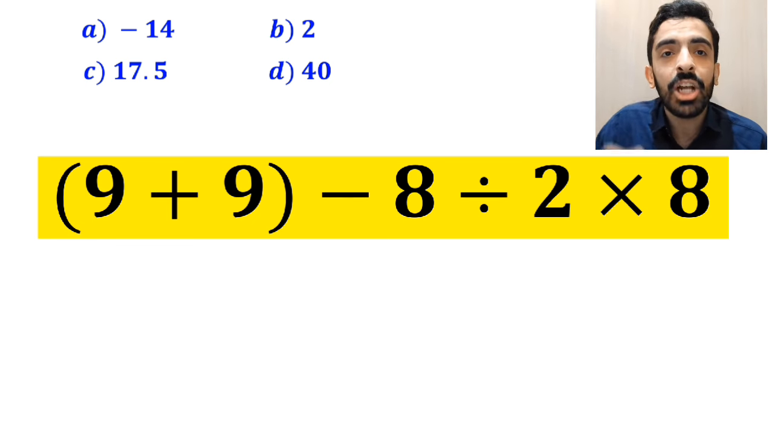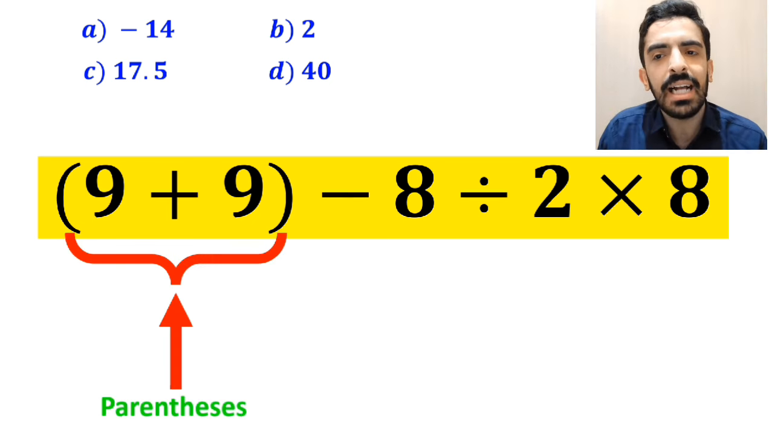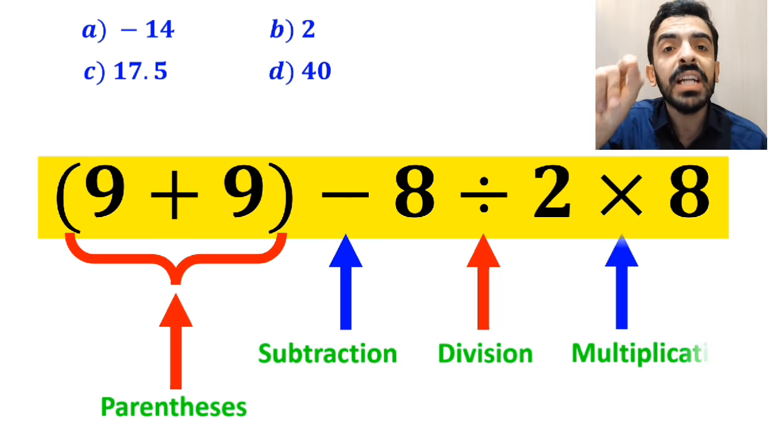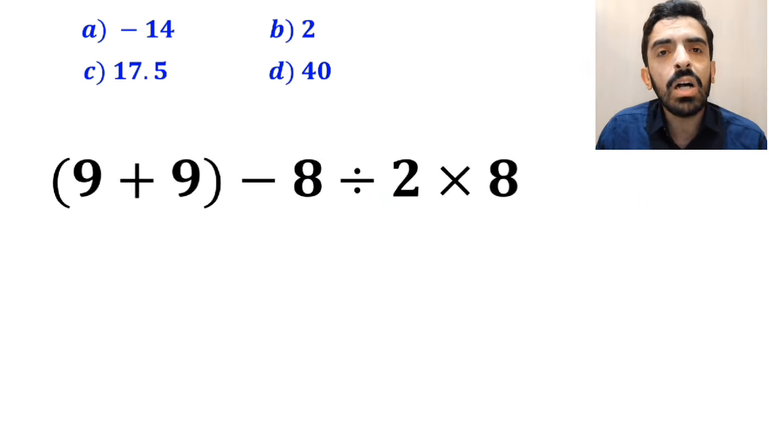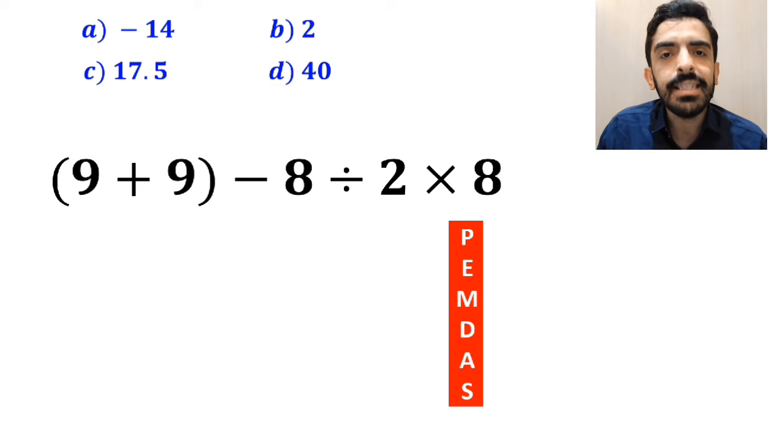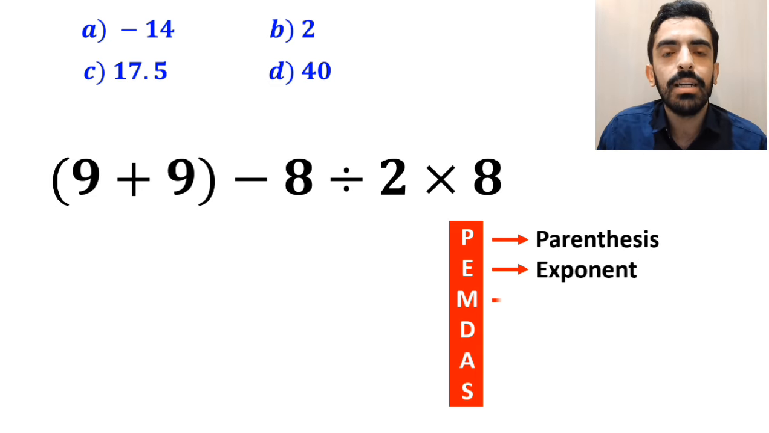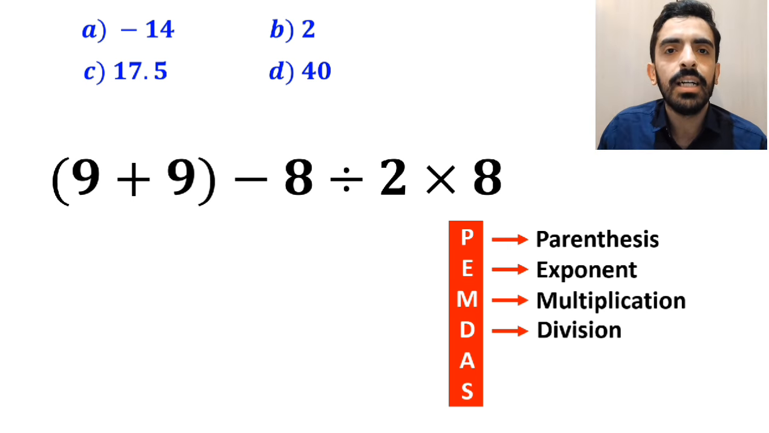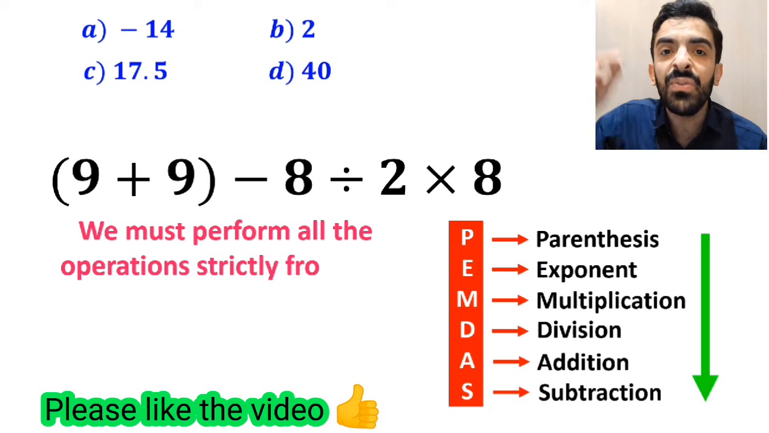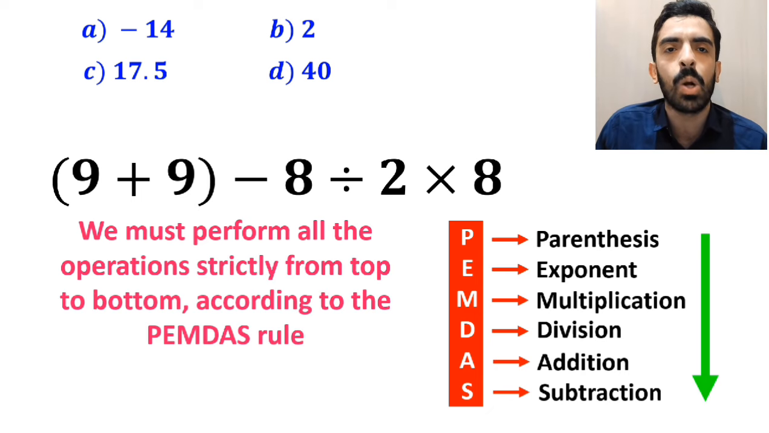As you can see in the image, in this expression, first we have a parenthesis, then a subtraction sign, followed by a division, and finally a multiplication. To solve this question, we need to follow the PEMDAS rule step by step. In this rule, P stands for parentheses, E stands for exponent, M stands for multiplication, D stands for division, A stands for addition, and S stands for subtraction. We must perform all the operations strictly from top to bottom according to the PEMDAS rule.